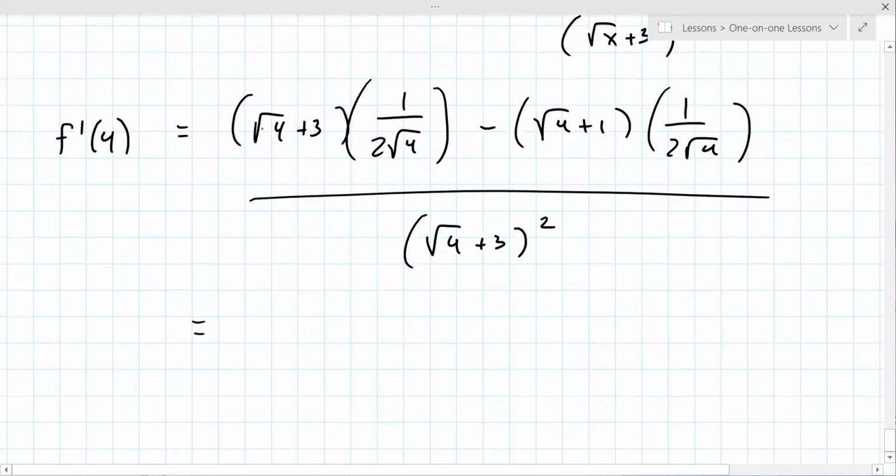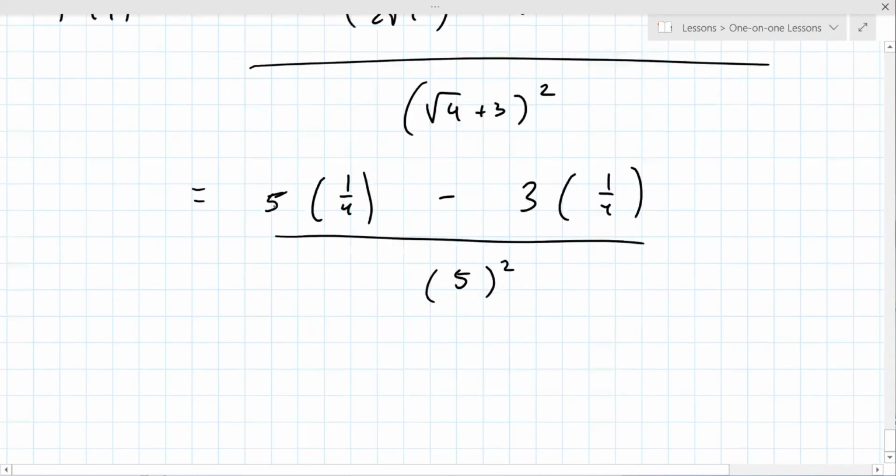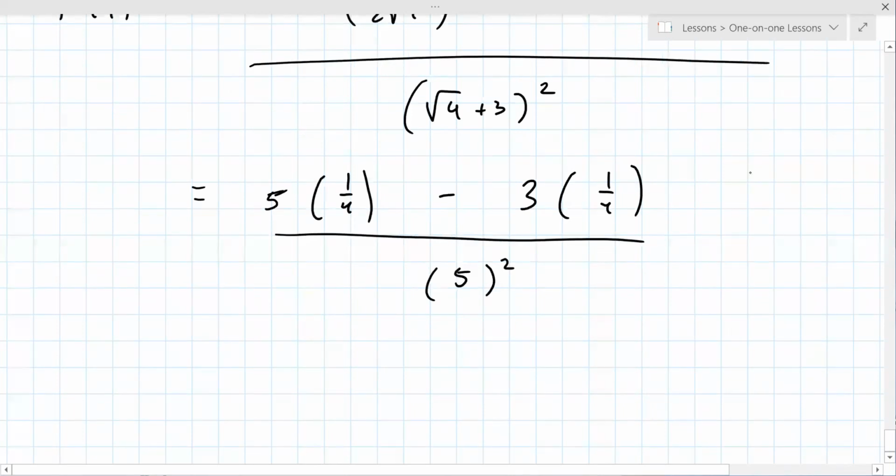This right here is 5. This is 1 times 1/4, so I'll show it here in case you want to look at it later. This is 3 times 1/4 over, this is 2 plus 3, so that's 5 squared. So it ends up being 5/4 minus 3/4, which is 2/4 or 1/2 on top. It becomes 1/2 over 25, which is 1 over 50.